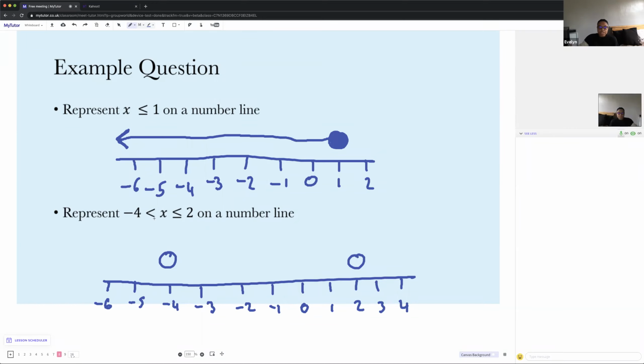Colored in, brilliant. So remember, this symbol doesn't have a line underneath it, but this one does. So the first one is hollow, the second one is colored in. Now, the last thing to do is figure out where our line is going to go. Where do you think my line should go?